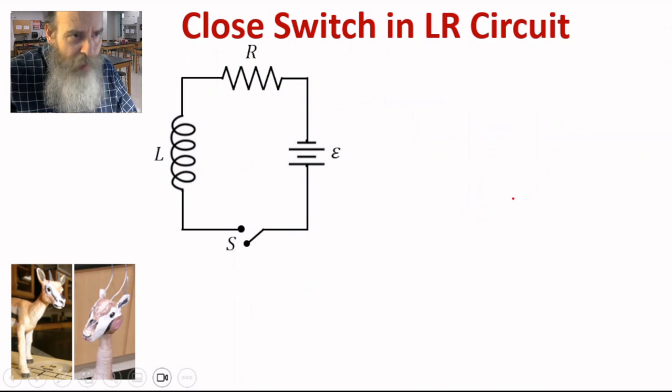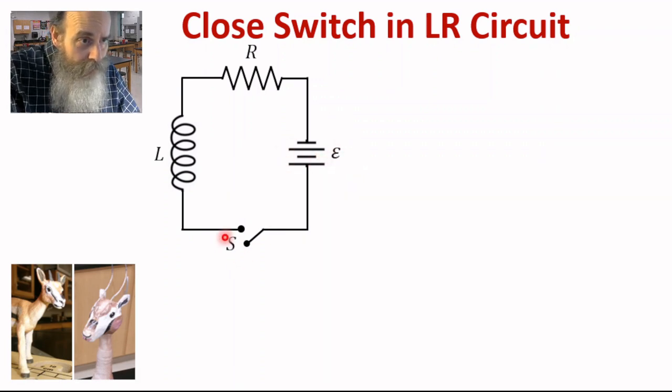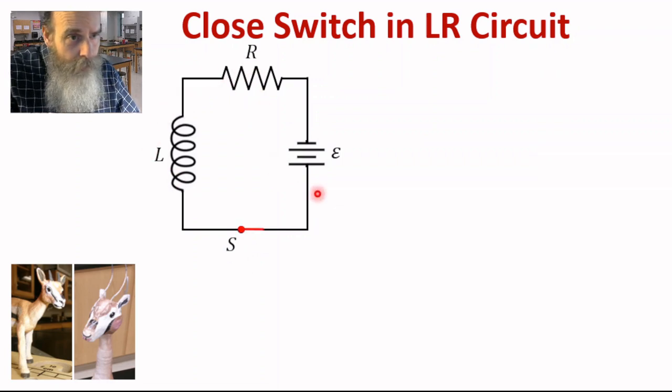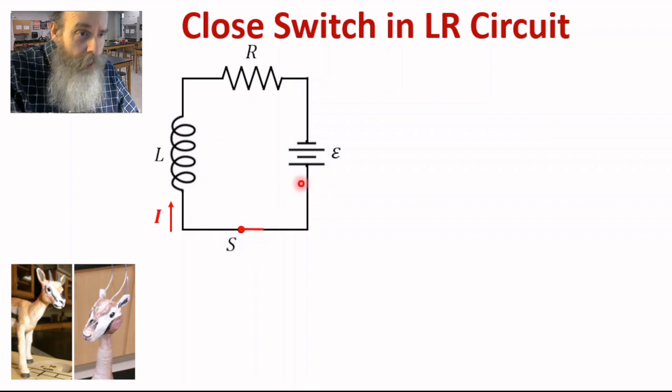Let's look at what happens when we close the switch in this LR circuit. So we've got the battery of EMF E, switch S, inductor L, and resistor R all connected in series. So let's close the switch. When we close the switch, current starts to flow. It flows from the positive terminal of the battery to the negative terminal of the battery. So it flows in the direction shown here. It goes up through the inductor.